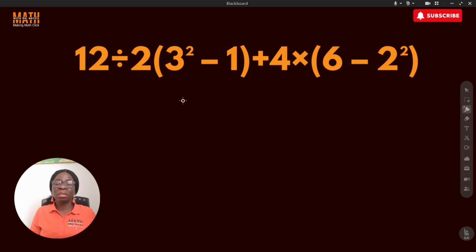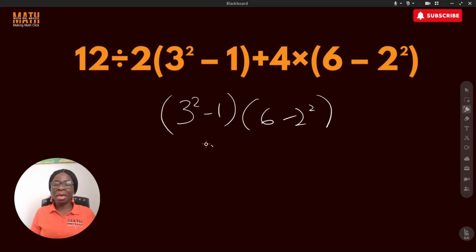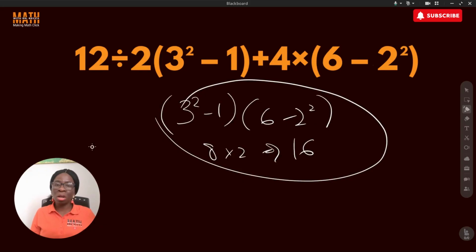Mistake 3, combining everything inside parentheses incorrectly. Some do this. They solve 3 squared minus 1 and then multiply it by 6 minus 2 squared. This gives 8 times 2 and this becomes 16. This messes up the whole question. This looks neat, but it is totally wrong because these parentheses are not supposed to be multiplied by each other.